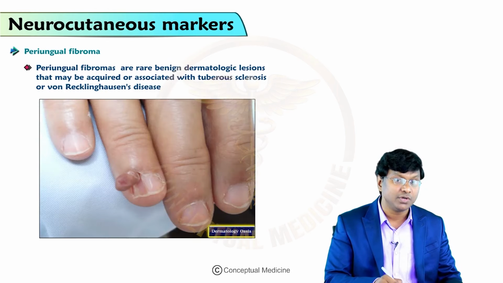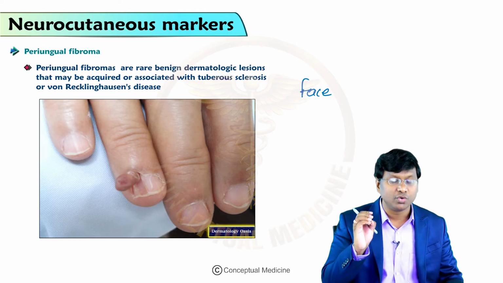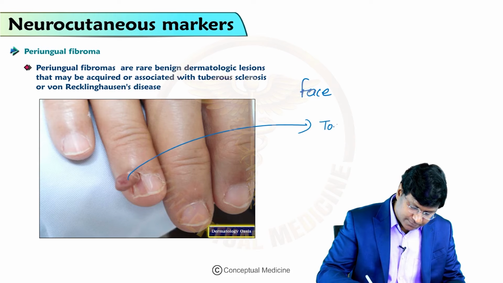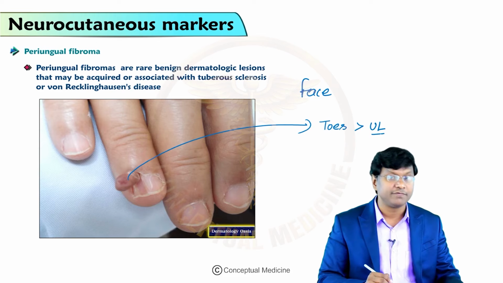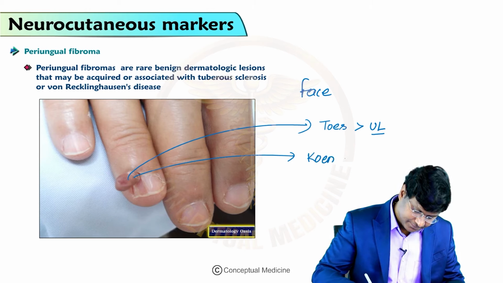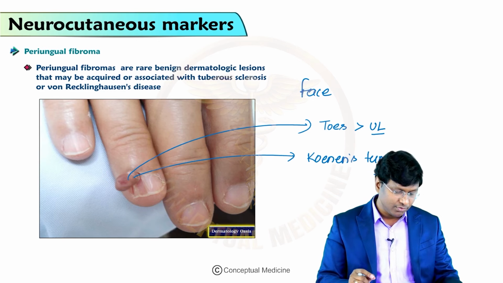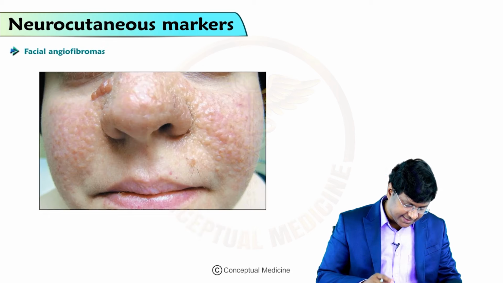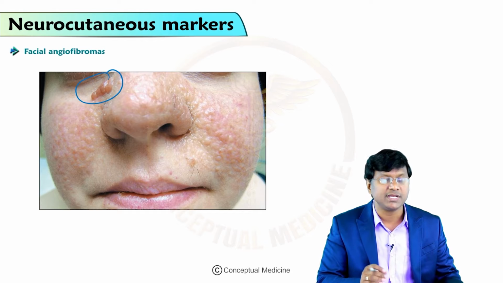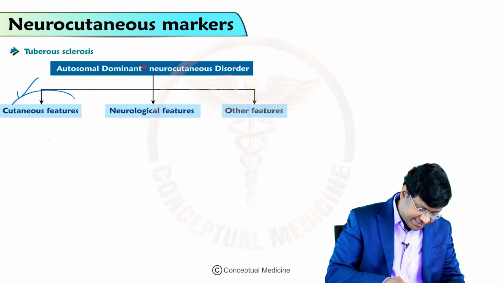Then followed by that, periungual fibroma. These fibromas are present over the face and they are also present over the fingers. These periungual fibromas are more common in the toes, that is in the lower limbs, compared to the fingers of the upper limbs. This tumor is called Koenen's tumor. So that is about periungual fibromas. Okay, next. This will be your facial angiofibromas. Previously I showed you the periungual fibroma and this is the facial angiofibroma. So these are the cutaneous manifestations that you will come across in patients with tuberous sclerosis.